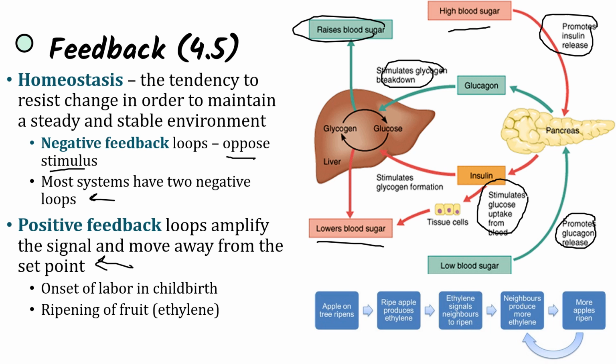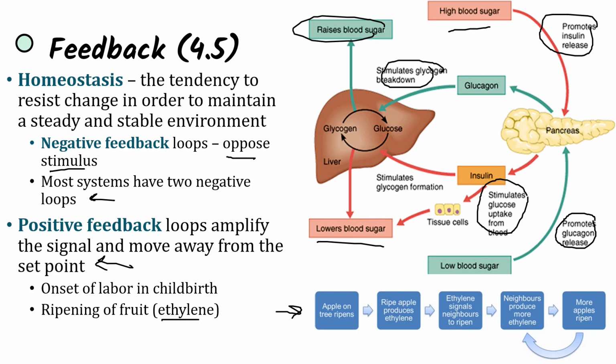And then also there's ripening a fruit through the use of ethylene. So we can see here in this pathway, an apple on a tree ripens, and this ripe apple produces ethylene. Ethylene is going to then signal to the neighbors that they need to ripen. And then the neighbors are going to start ripening and produce ethylene. And then more apples ripen. And then that's going to cause more production of ethylene.